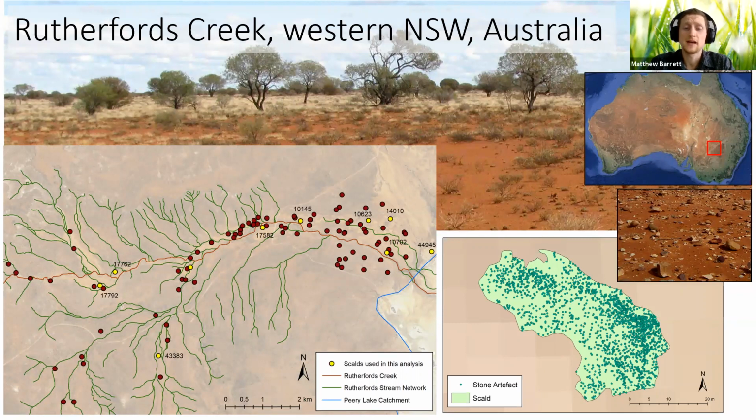The Western New South Wales Archaeology program, or WNSWAP, run by the University of Auckland and Macquarie University, conducted extensive surface surveys along the Rutherford's Creek catchment, targeting areas of high erosion called scalds, and thus high artifact visibility. All artifacts greater than 20 millimeters in maximum dimension were piece plotted using a total station and analyzed in detail. In total, 97 scalds were surveyed with over 27,000 artifacts analyzed. A sample of 10 scalds is used here, totaling just over 9,500 artifacts.